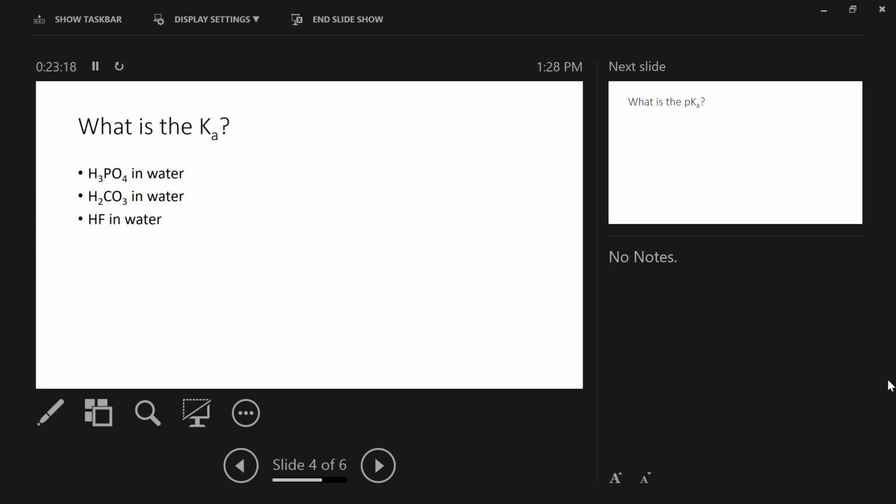Is that Ka smaller or larger than the Ka for H3PO4? It's smaller, right? Because we've got an exponent that's more negative, meaning you're putting more zeros after the decimal point. So which one of these is a stronger acid? H3PO4 or H2CO3? H3PO4. The higher your Ka value, the stronger the acid.